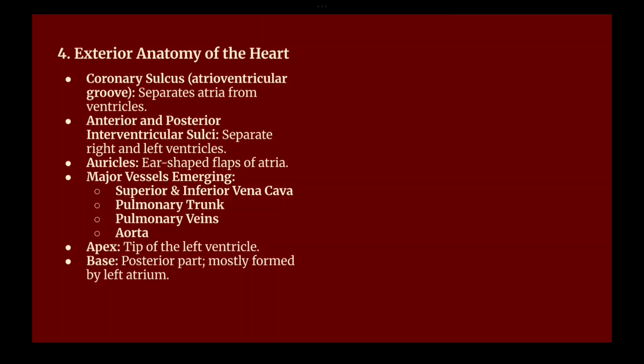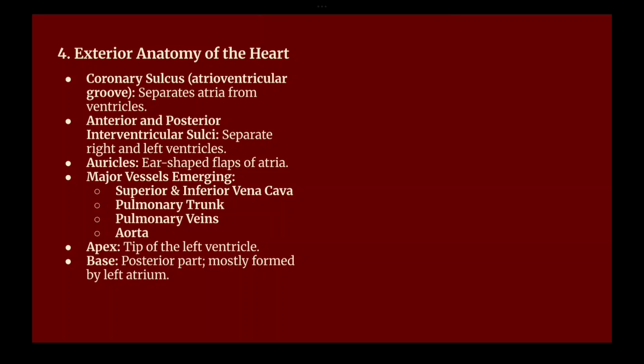Then we have the anterior and posterior interventricular sulci, which separate the right and the left ventricle. From the anterior region and the posterior region you can see the interventricular sulci separating the right and the left ventricles alone. The coronary sulcus separates the atria and the ventricles, whereas the interventricular sulci separate the right and the left ventricles.